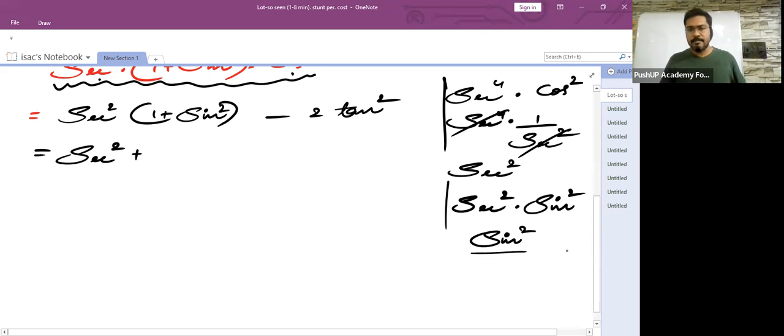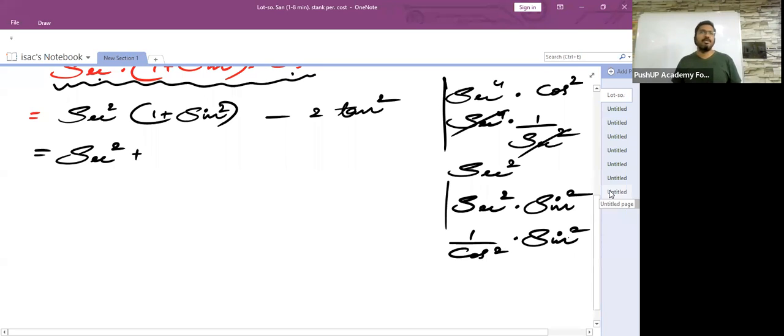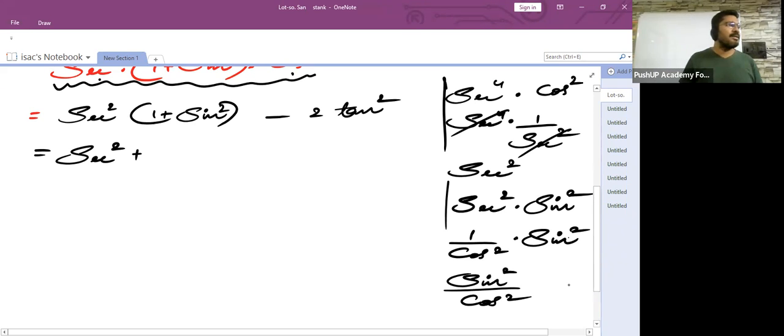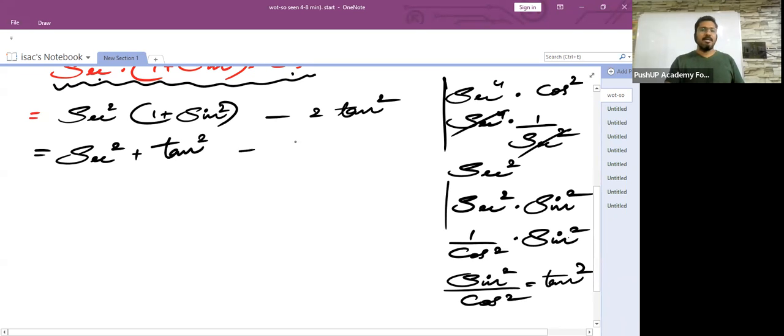Wait a minute, I'll show it again. Sec square is what? 1 upon cos square. So it becomes 1 upon cos square into sine square, isn't it? Now what is 1 upon cos square into sine square? It is sine square upon cos square, isn't it? And what is sine square upon cos square? Quotient relation. It is tan square. So you got the answer for sine square by cos square, which is tan square. So I will write here tan square minus 2 tan square.